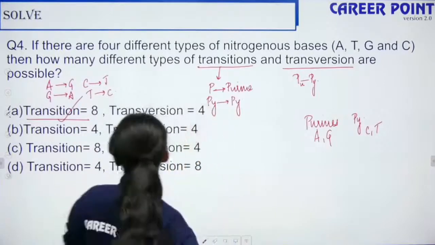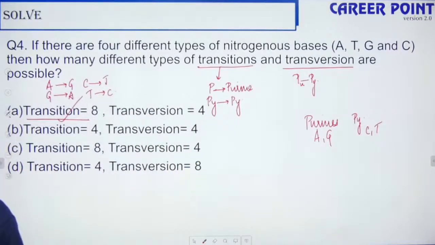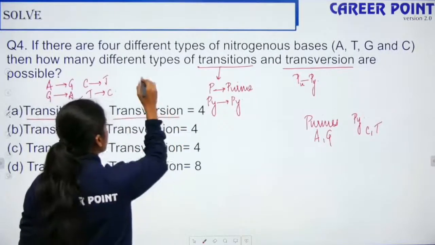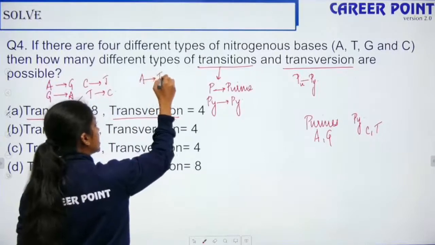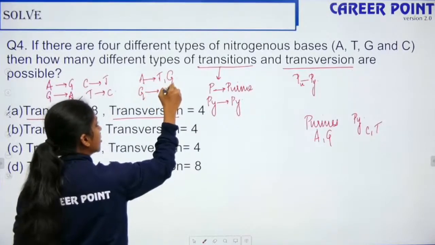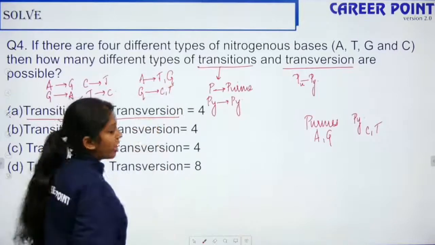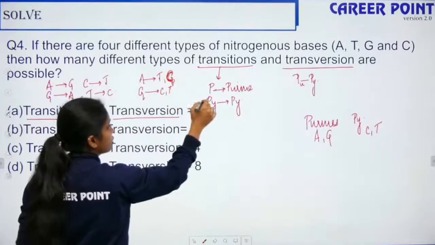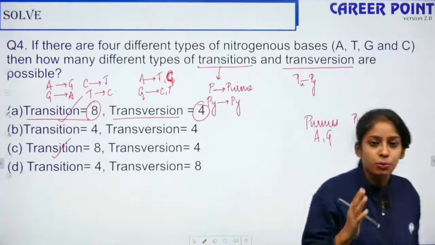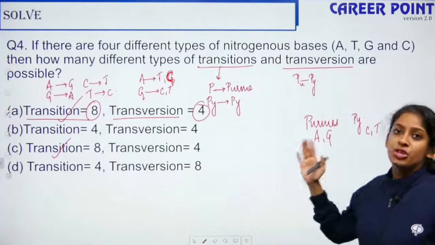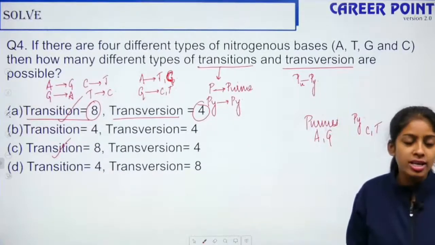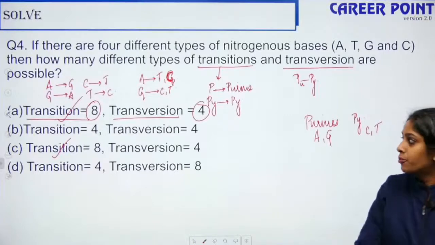Option A and C are the same. Transition and transversion. So yes, option A and C are the same. So yes, it is right. So transversion is only A can be converted into T or C, and G can be converted into C or T. Right? So this is 4 and this is 8. Yes, did everyone understand? So transition is a purine replaced by a purine, a pyrimidine replaced by a pyrimidine. Whereas transversion is a purine replaced by a pyrimidine and a pyrimidine replaced by a purine. Yes, do you understand?